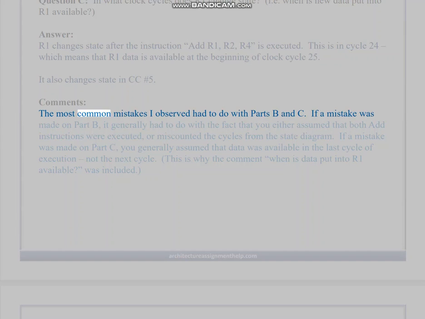Comments. The most common mistakes I observed had to do with parts B and C. If a mistake was made on part B, it generally had to do with the fact that you either assumed that both add instructions were executed, or miscounted the cycles from the state diagram. If a mistake was made on part C, you generally assumed that data was available in the last cycle of execution, not the next cycle. This is why the comment, when is data put into R1 available, was included.